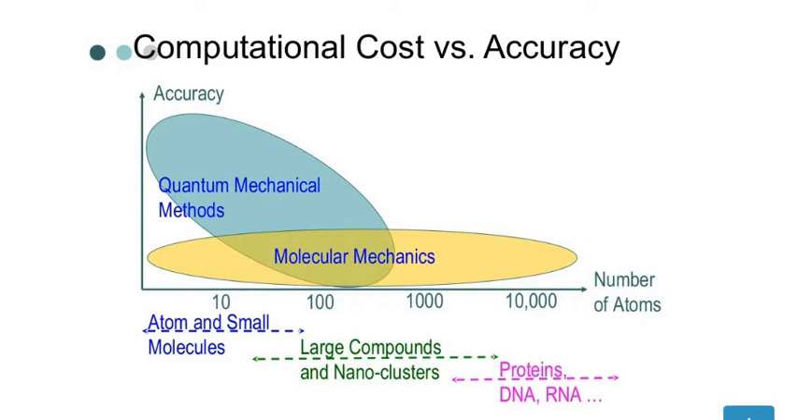So, computational cost versus accuracy. Everything depends on economics. So look at here: molecular mechanics, quantum mechanical methods, atoms and small molecules, large compounds and nanoclusters, proteins, DNA and RNA. When the number of atoms increases, you can see the accuracy is not working properly.